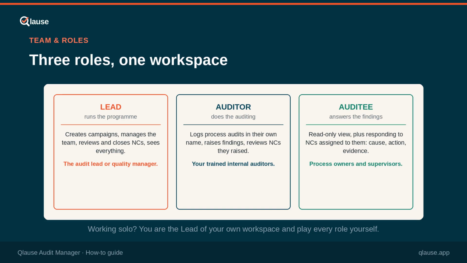Campaigns are a team sport, and the workspace has three roles. The lead runs the program, creates campaigns, manages the team, and reviews and closes nonconformances. That's typically the quality manager. Auditors do the auditing. They log process audits in their own name, raise findings, and review the NCs they raised. And auditees, usually process owners and supervisors, have a read-only view, plus one important job: responding to the NCs assigned to them. If you work alone, relax. You're the lead of your own workspace, and you simply play every role yourself.